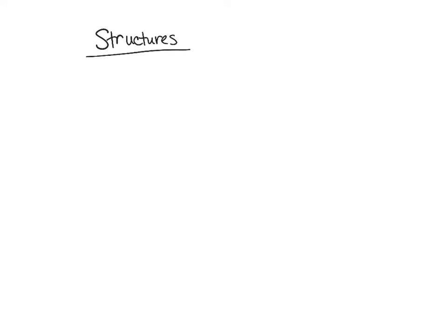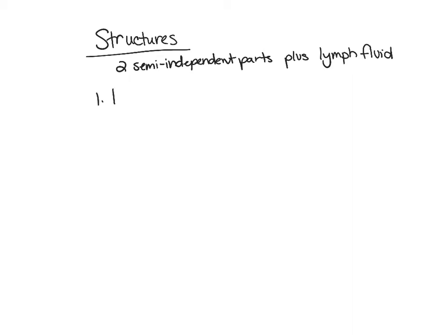All right, so the lymphatic system consists basically of two semi-independent parts plus lymph fluid. So the two semi-independent parts are, first, we have the lymphatic vessels. The lymphatic vessels are similar to blood vessels.